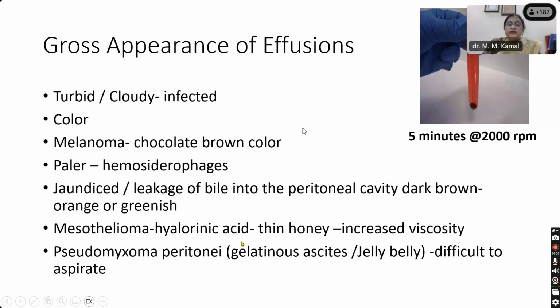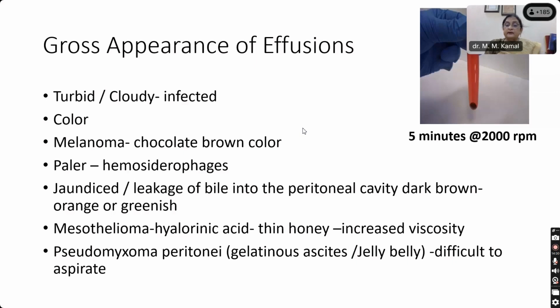And in mesotheliomas, how will the consistency be? There is increased viscosity. Yes, it's a very thick, viscous fluid, and sometimes they call it like thin honey, a jelly-like appearance and consistency. And in pseudomyxoma peritonei?